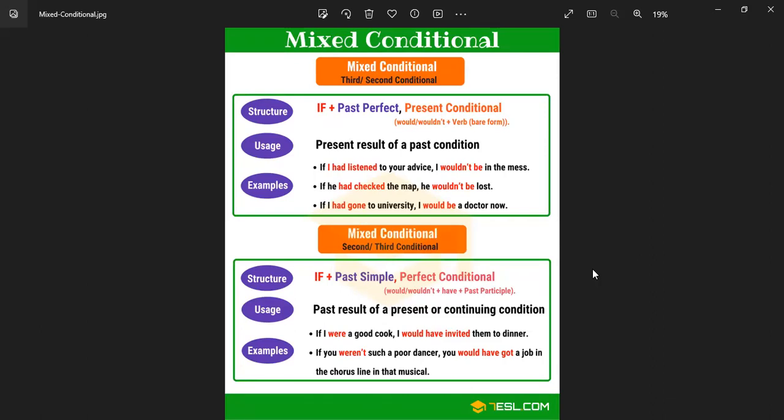Okay? Questions about the mixed conditionals up to now? No problem? Okay. The explanation was clear, but I have to use it in samples. Okay.